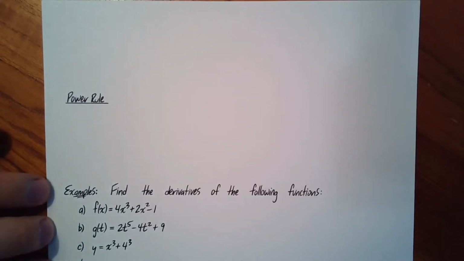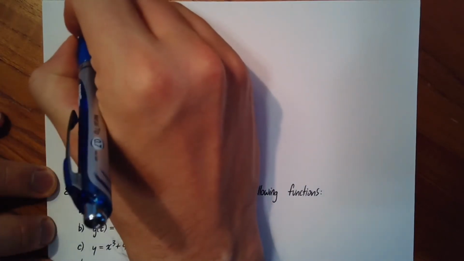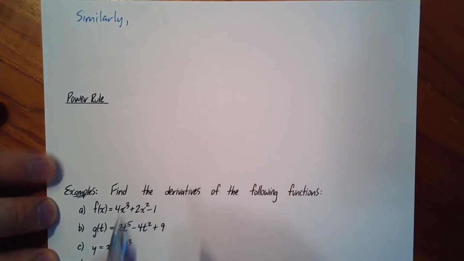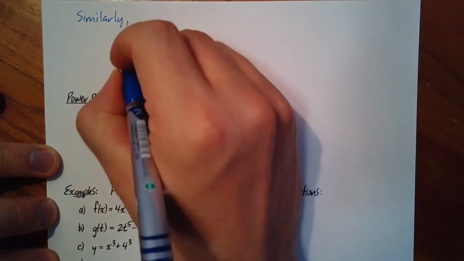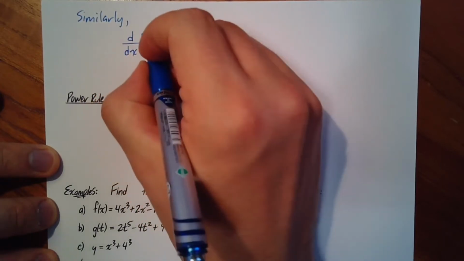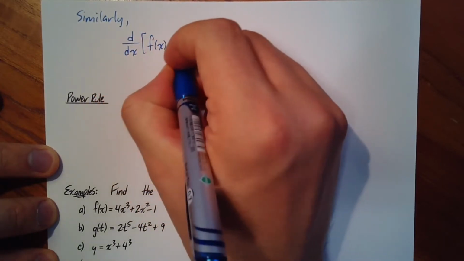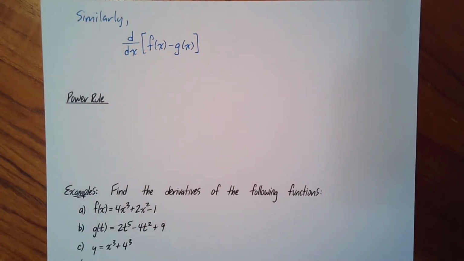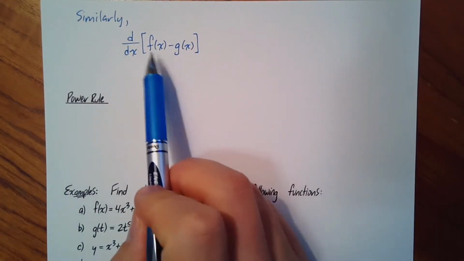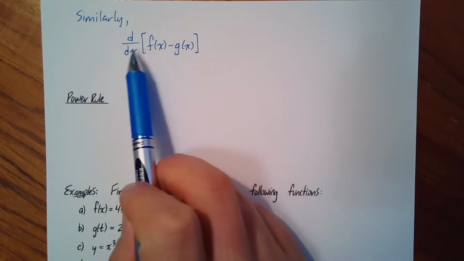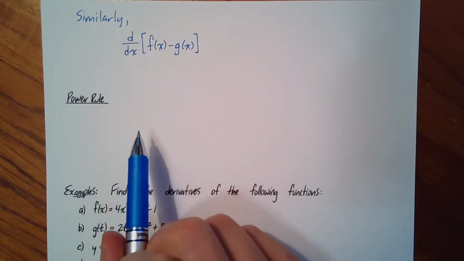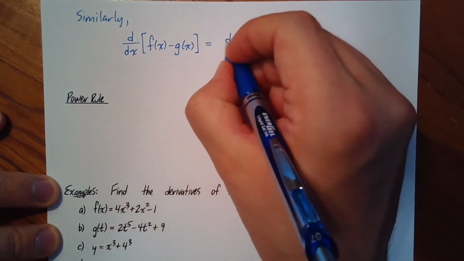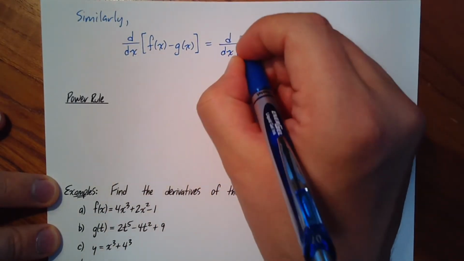Okay, so what would the corresponding rule for subtraction look like? Well, we'll write it down now. So similarly, the derivative with respect to x of the difference between two functions f of x and g of x, so that's what it means to take two functions f and g, subtract them at each point x, so you've got f of x minus g of x, and then take the derivative of the resulting expression with respect to x.